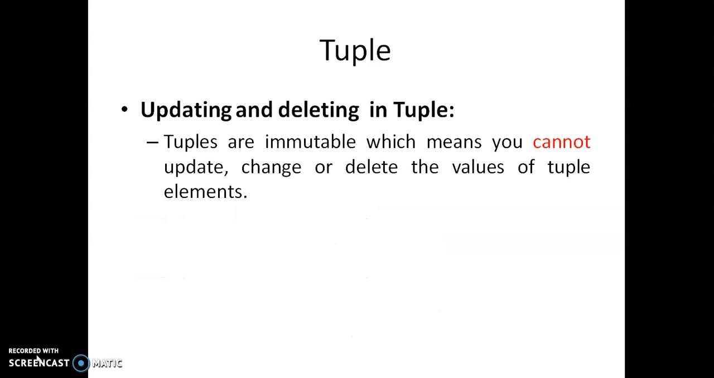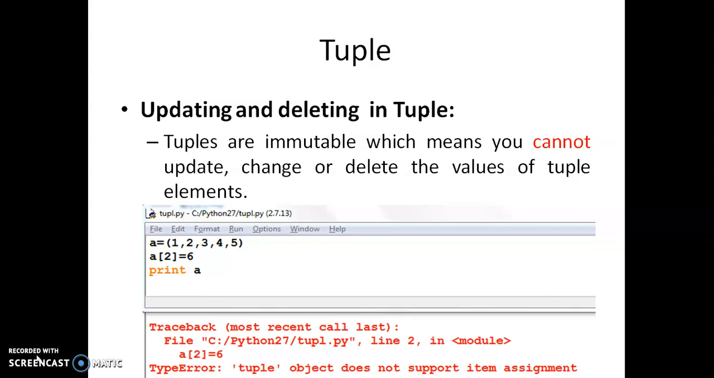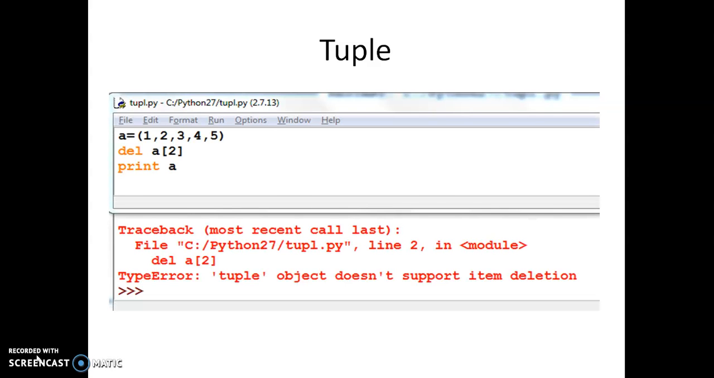Next, updating and deleting of a tuple element. This is not possible within the tuple because we cannot update or delete the elements in the tuple. So if you try to do a of 2 equals 6, then you'll get an error message: object does not support any assignments. Next, deletion. If you try to delete an element in the tuple, then also you'll get an error message.